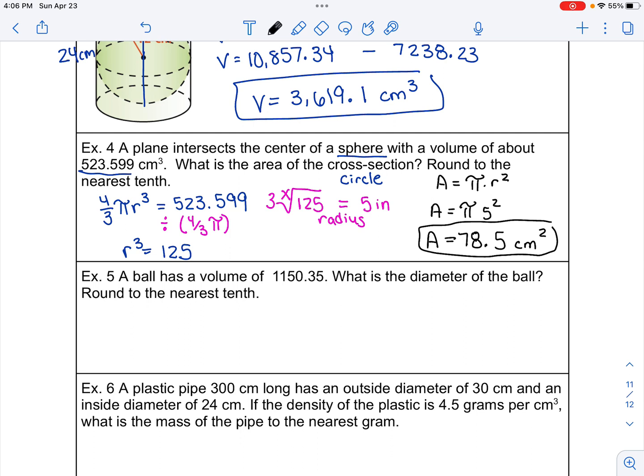You don't have to find area, but you do still have a volume of a sphere or a ball. You will have to work backwards to find the radius, and then you will just double it to find the diameter.